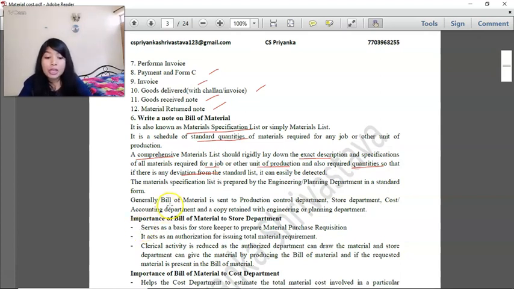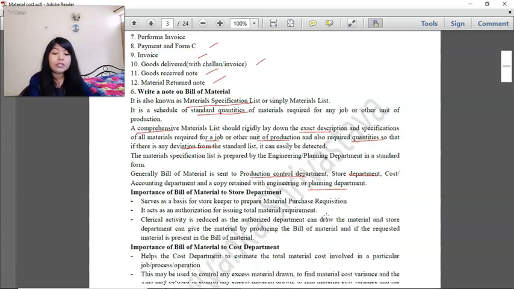Next, generally the bill of material is sent to the production control department, store department, and cost accounting department, and one copy is kept with the planning department. So it is issued by the planning department and it is sent to 3 departments. First is production control department, second is store department, and third is cost accounting department.